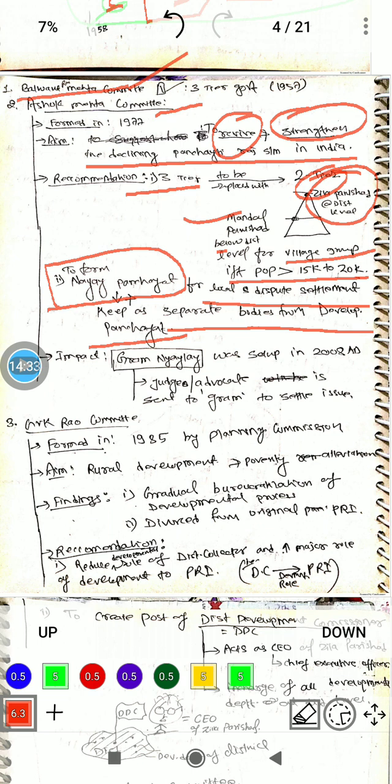Then what was the impact of the Ashok Mehta committee? The impact was seen in the year 2008 AD. In 2008, the concept of Gram Nyayalaya was set up, and judges and advocates would be sent to the gram to settle the issues.